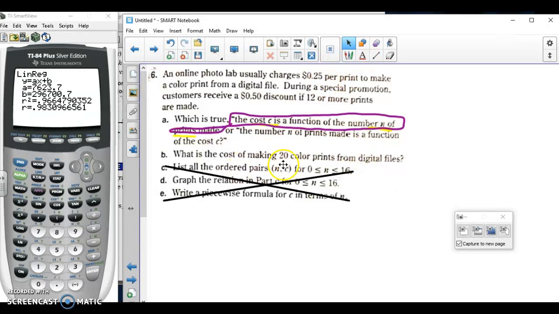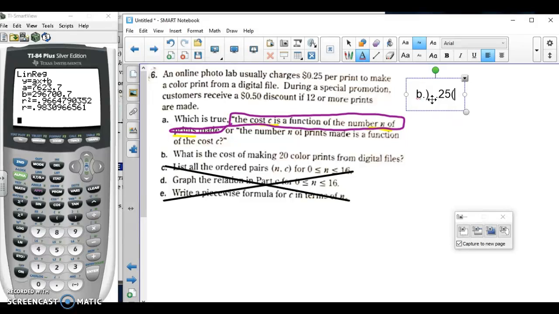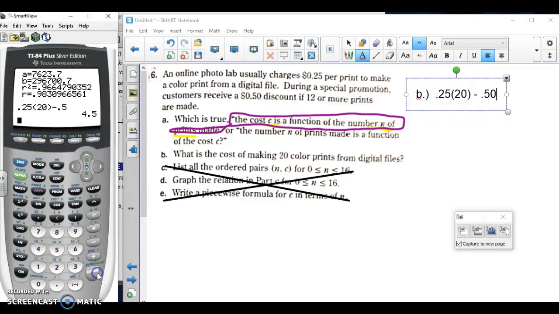Question B, what is the cost of making 20 color prints from digital files? Each print is going to cost me 25 cents, and I'm going to make 20 of them. And since I'm making over 12, I'm going to subtract 50 cents. That's the math you would do. So if we go over to our calculator, we could put that in: 0.25 times 20, take away 0.5. That's $4.50. Would you pay $4.50 to have 20 of your favorite photos printed out?